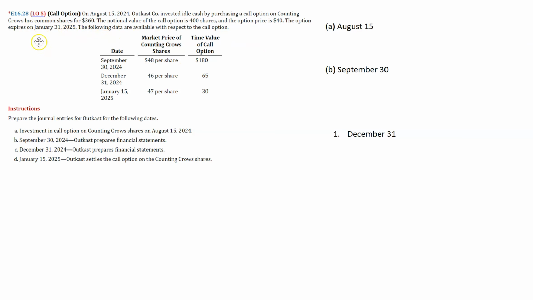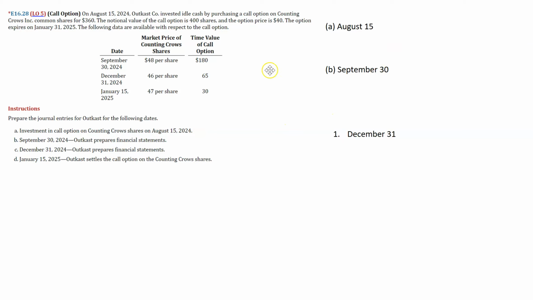Now the option will expire on January 31st, 2025, and these are the dates. On different dates you see the stock prices and time value of the call options, and they prepare financial statement, third quarter statement on September 30th, and then annual statement on December 31st. So based on the stock price on those days, we will update the options intrinsic value. We'll also adjust the time value of the option. So we need to do the journal entries.